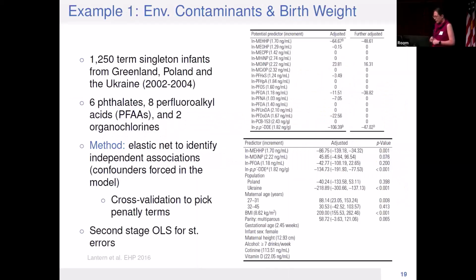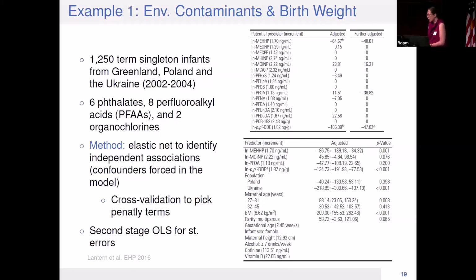This is an example, Ladner et al. A few years back. They wanted to look at environmental contaminants and birth weight. They used data from more than 1,200 term single infants from Greenland, Poland, and the Ukraine. And they looked at phthalates, PFAS, and 2 organochlorines. And they used elastic net.